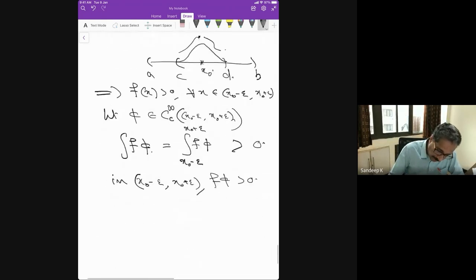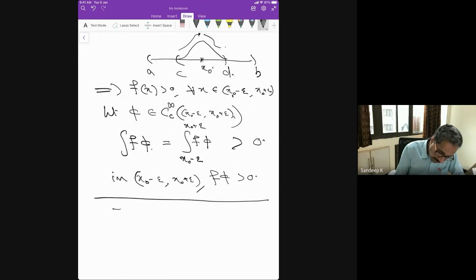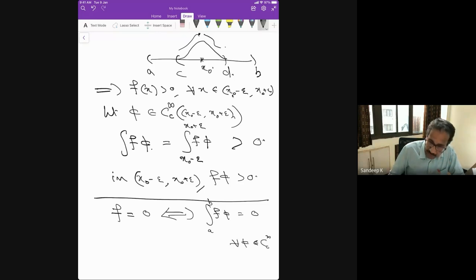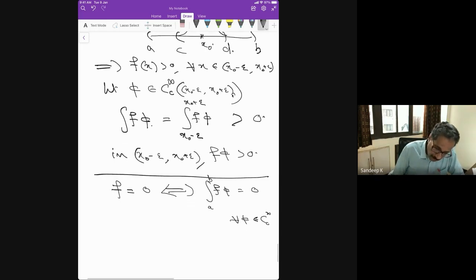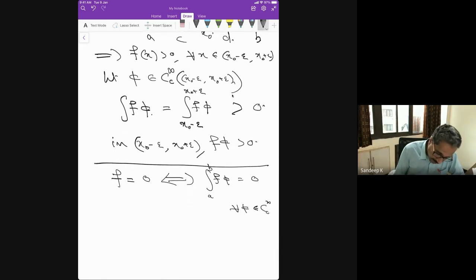So what I have shown here is that saying a function f is equal to zero is equivalent to saying that the integral from a to b of f into phi is equal to zero for all phi in C_c infinity of the interval (a, b). So this gives me another thing. I can write it another way. I take two functions. Let f, g be two continuous functions from (a, b) to R.